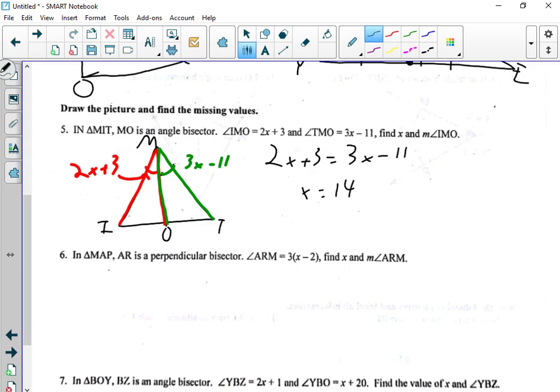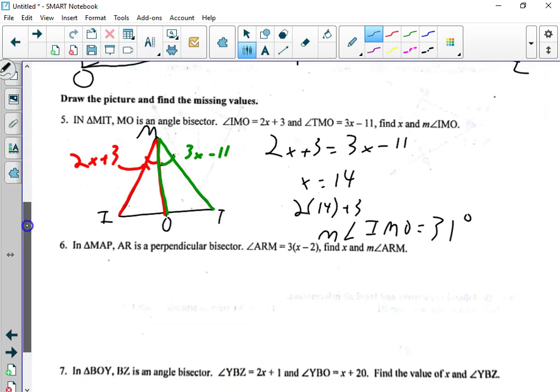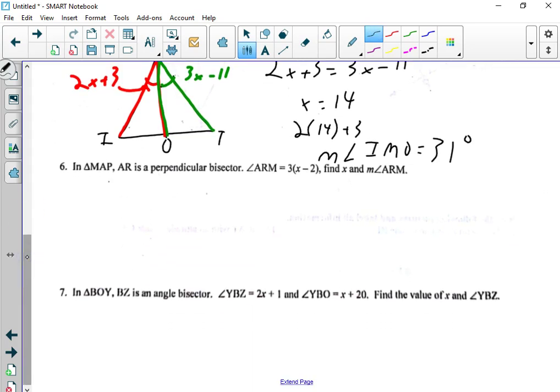So we have x, and it says find IMO. Well, that's just one half of it. So 2 times 14 is 28, plus 3. The measure of angle IMO is 31 degrees. 28 plus 3. Remember, hit pause if you're going too fast.